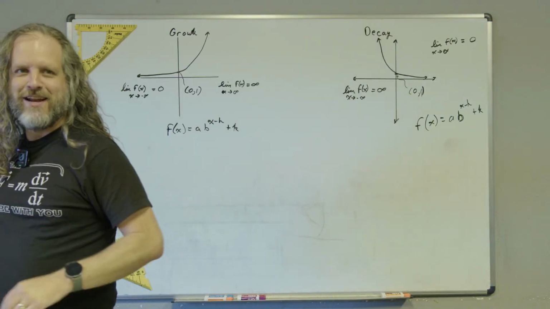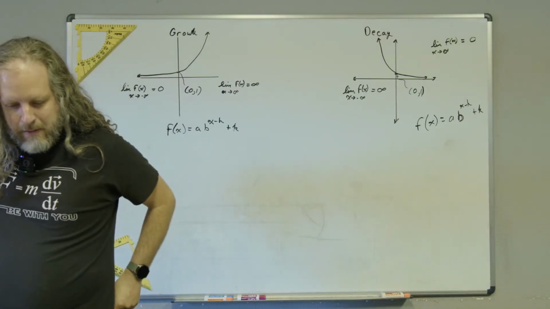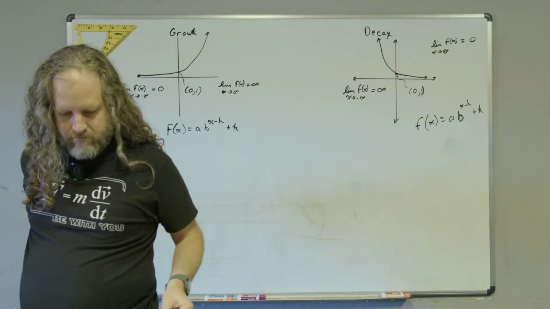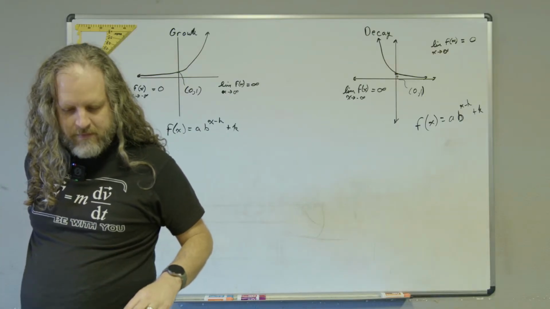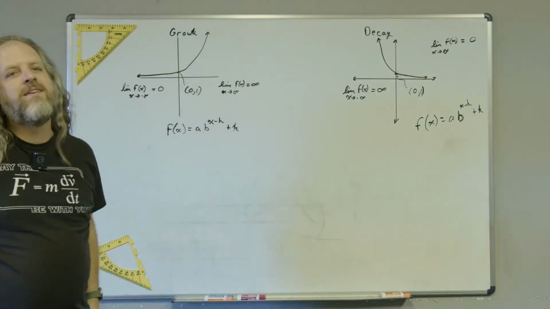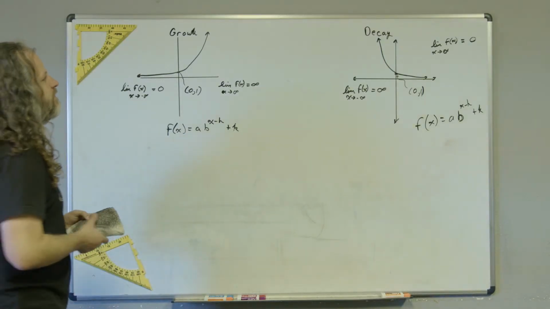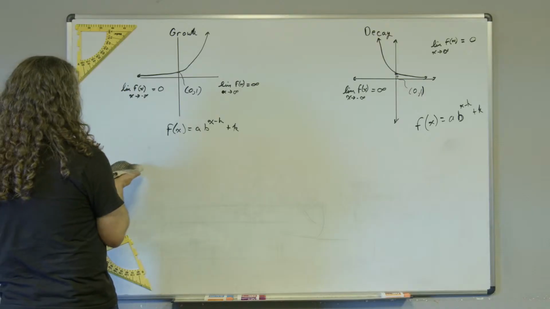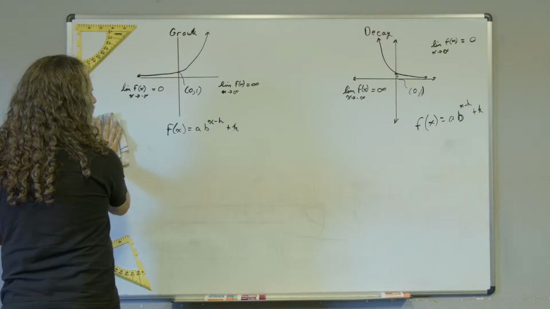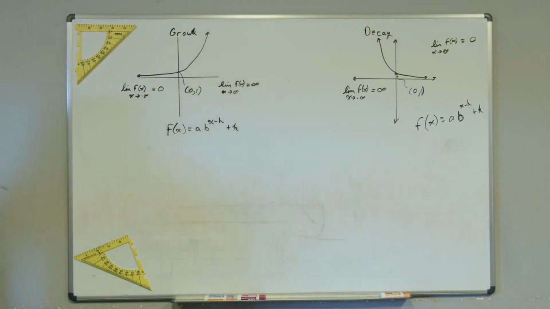Y equals x, linear parent function. It's not translated, but reflected. So it's reflected over the y-axis. Yes, that's what I'm talking about. It's a reflection over the y-axis. Negative x minus h would be decay and then positive. He's saying if x is negative versus positive, would it be growth?